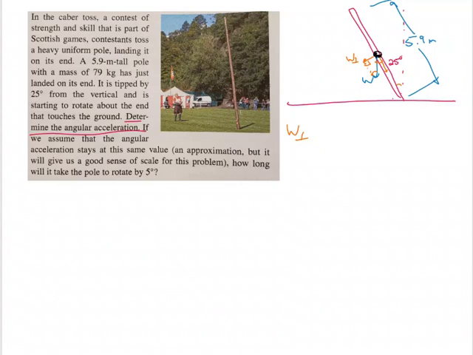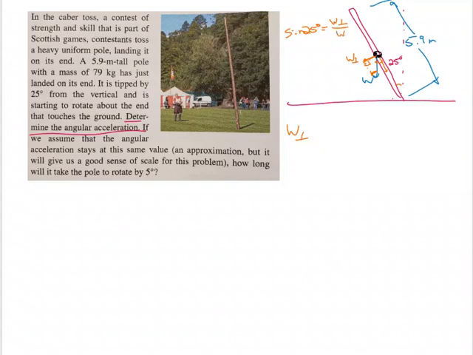Cosine. Wait, no. It's sine. This angle here is my reference angle, and this side here is opposite that. So sine is opposite. So we're going to have sine 25 degrees equals opposite, which is W perpendicular, over the hypotenuse of W. So that's our setup.